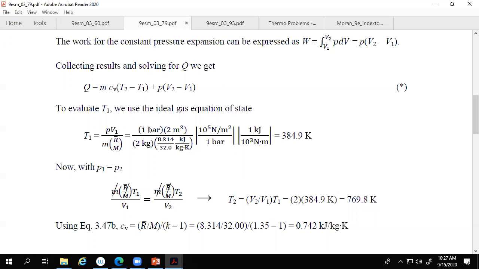Plugging numbers in: 1 bar, 2 meters cubed, 2 kilograms. Here's his gas constant, 8.314, divided by 32, which is what he's taking the molecular weight of oxygen to be. Once you do the division, the units are kilojoules per kilogram per degree K. For me, probably the hardest part of this is making sure I get these silly units right. Look at this: I've got bar here, so 1 bar is 100,000 newtons per meter squared. And then I've got kilojoules, so that's a joule, and I have to divide by 1,000 to get to kilojoules.